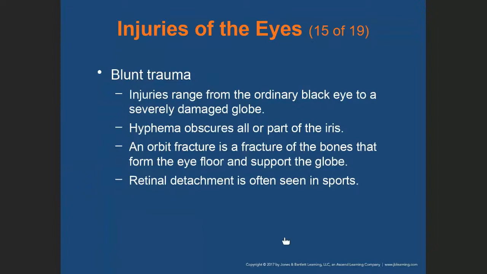For blunt trauma, injuries range from an ordinary black eye to a severely damaged globe. Hyphema, which is bleeding in the anterior chamber of the eye, obscures all parts of the iris. An orbital fracture is a fracture of the bones that form the eye floor and support the globe. Retinal detachment is often seen in sports.